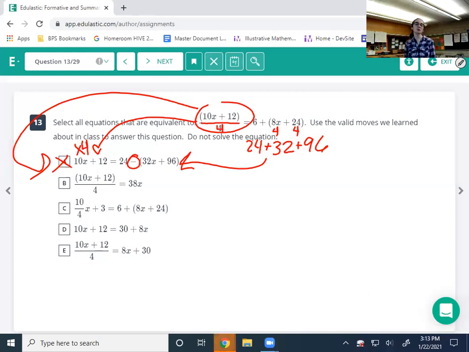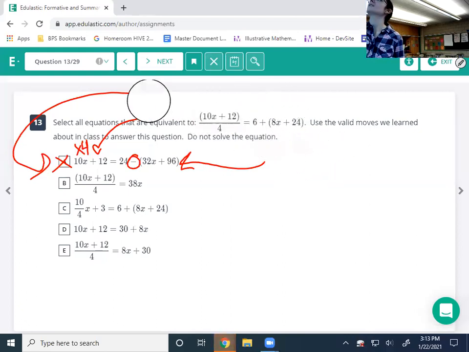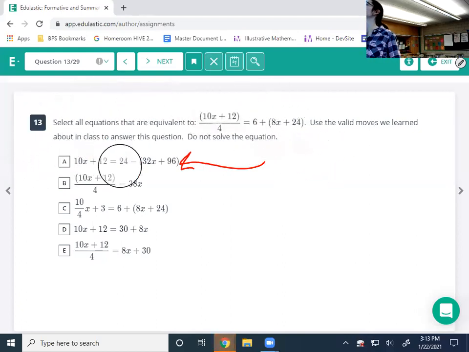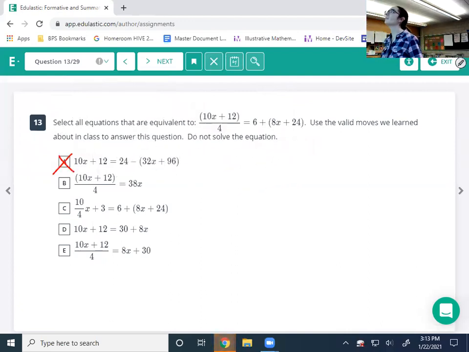Okay. Now, if we look at B, if we look at the change on this one, B here. So this guy was a no. Okay. If you look at the change from here to here, it's staying the same. So if we look at the change from our right side to our right side here, somehow we got a 38x.